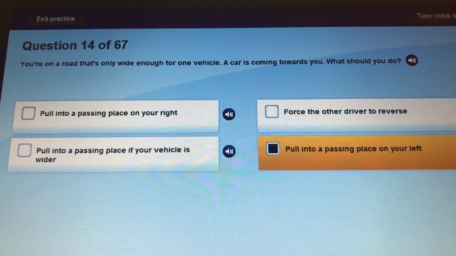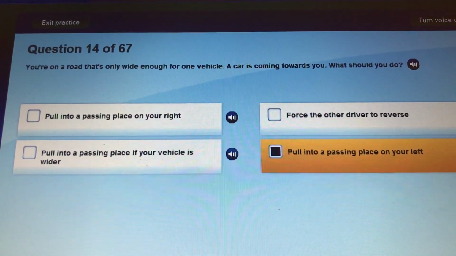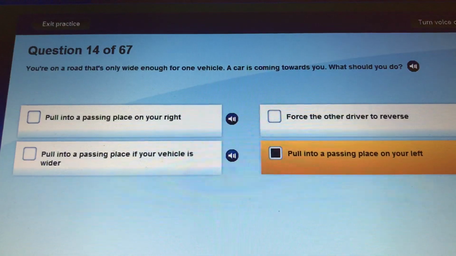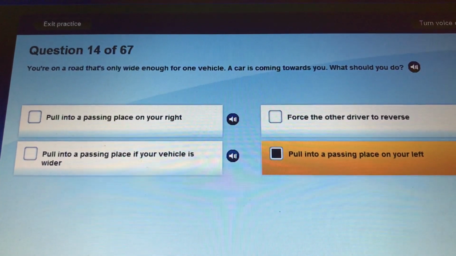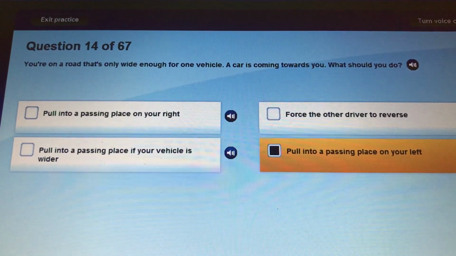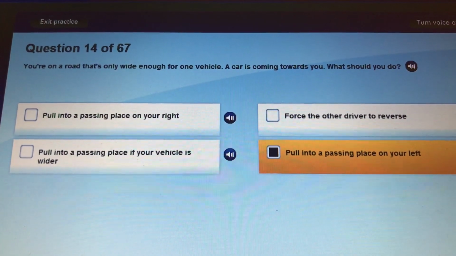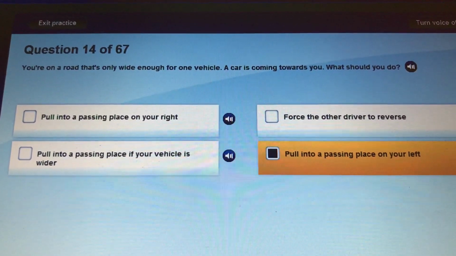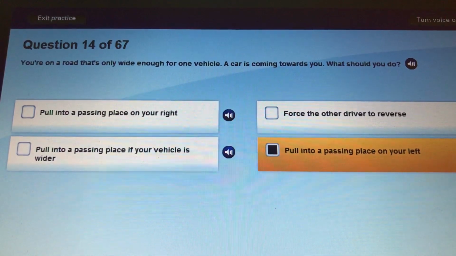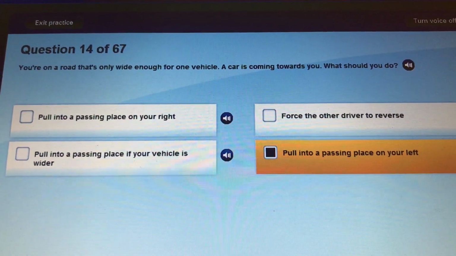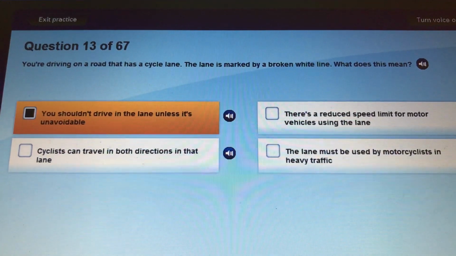You are on a road that's only wide enough for one vehicle. Now you can see a car is coming towards you. You will show a good attitude. So you will pull into a passing place on your left side and allow the oncoming vehicle to pass first.